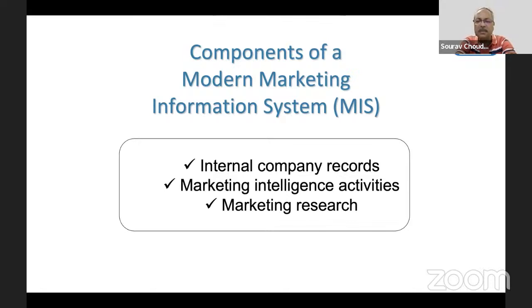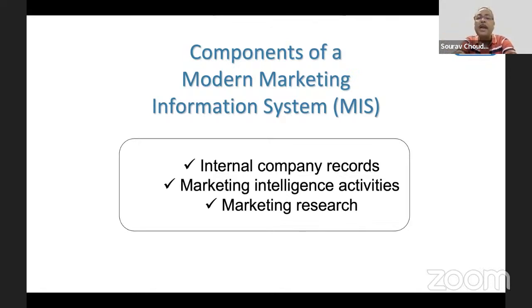Internal company records. ठीक है, आपकी कंपनी का जो रिकॉर्ड्स है उसमें क्या होता है? कंपनी का सेल्स रिकॉर्ड्स होता है, कंपनी का प्रोडक्शन रिकॉर्ड्स होता है, कंपनी का सप्लाई चेन रिकॉर्ड्स होता है, कंपनी का रेवेन्यू रिकॉर्ड्स होता है, बहुत सारे रिकॉर्ड्स होते हैं. आजकल तो कंपनी के पास कस्टमर रिकॉर्ड भी रहते हैं, किस कस्टमर ने कितना खरीदा. ठीक है, इंटरनल रिकॉर्ड बहुत होते हैं.